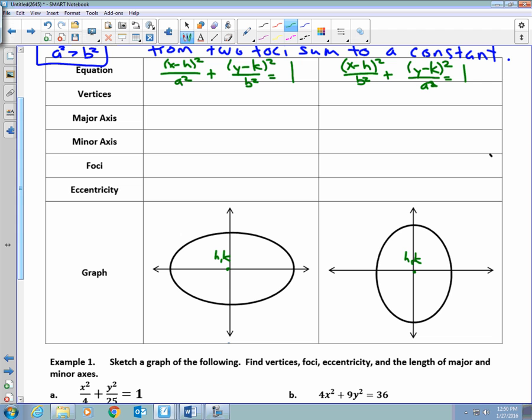The vertices are the endpoints of the ellipse when it's stretched the most, in whatever direction it's stretched the most. So top and bottom here, and left and right over here. The nice thing about these vertices is they are exactly a units from the center.